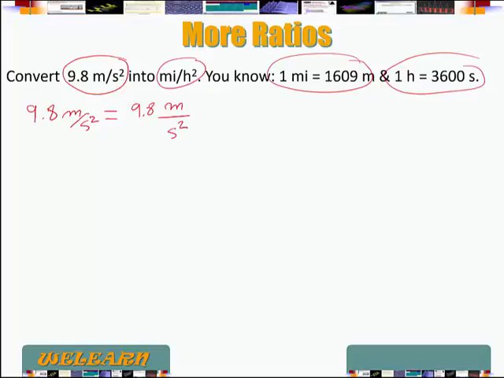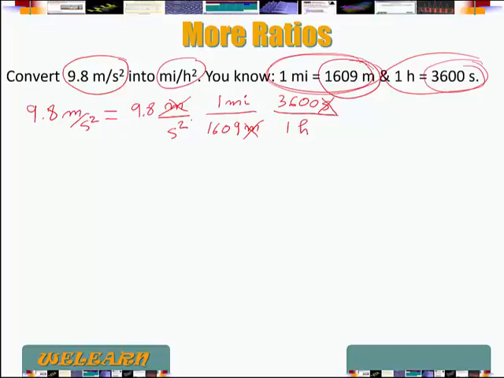I'm trying to get rid of the meters, so when I look at the first conversion factor, I put the term that has meters in the denominator, so that's 1609 meters. It's equal to 1 mile. And then that gets rid of the meters. Then to get rid of the seconds, I use the second conversion factor. Since seconds is in the denominator, I need to put the term in seconds in the numerator. So that's 3600 seconds over 1 hour.